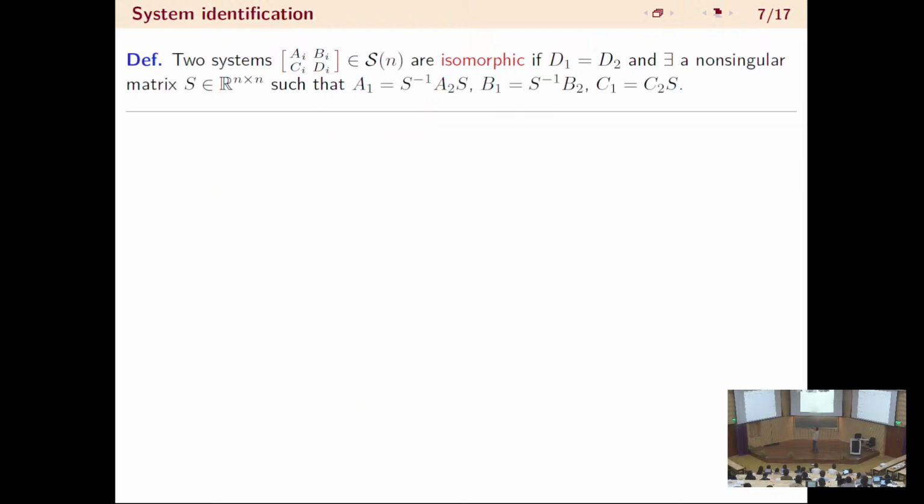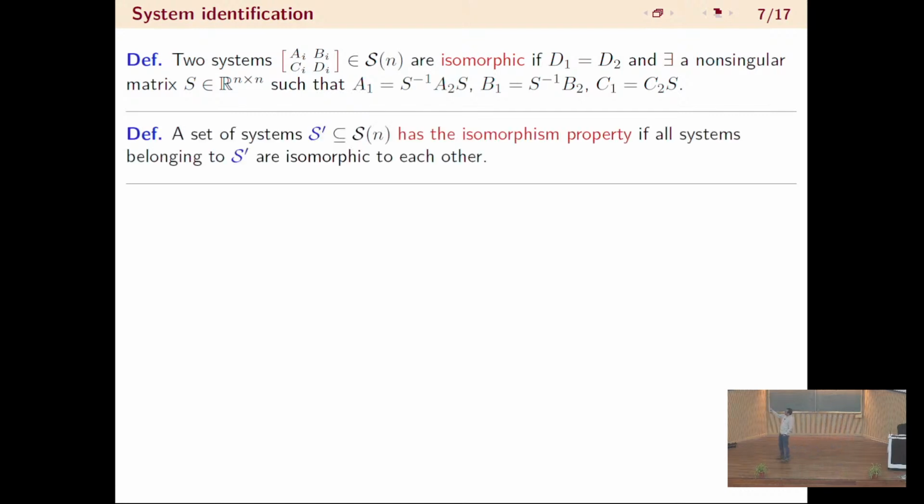So I'm going to call two systems with n states isomorphic if they're similar, which means that A's, B's, and C's are related by this similarity transformation S. Then they would have the same input-output behavior, same transfer matrix, same Markov parameters. From input-output point of view, they are the same. And if I have a set of systems, say S prime, all with n states, I'm going to say that this set S prime has the isomorphism property if all systems in S prime are isomorphic to each other. Okay. Now, I am ready to define what I mean by system identification.